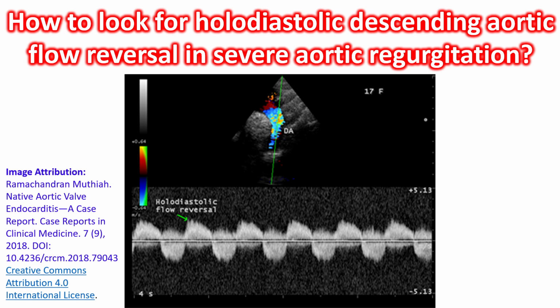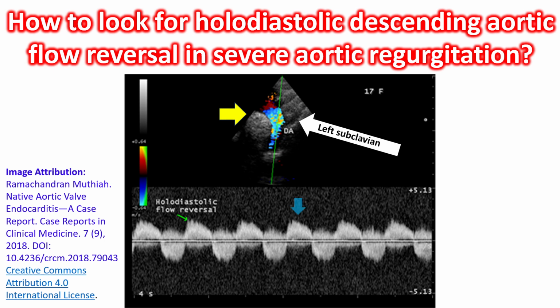How to look for holodiastolic descending aortic flow reversal in severe aortic regurgitation? That can be checked from the suprasternal view. First, obtain a color Doppler image of aortic arch and proximal descending aorta. Color Doppler will show the reverse flow in diastole in severe aortic regurgitation. Place the Doppler line aligned to the center of the aortic isthmus just beyond the origin of left subclavian artery.